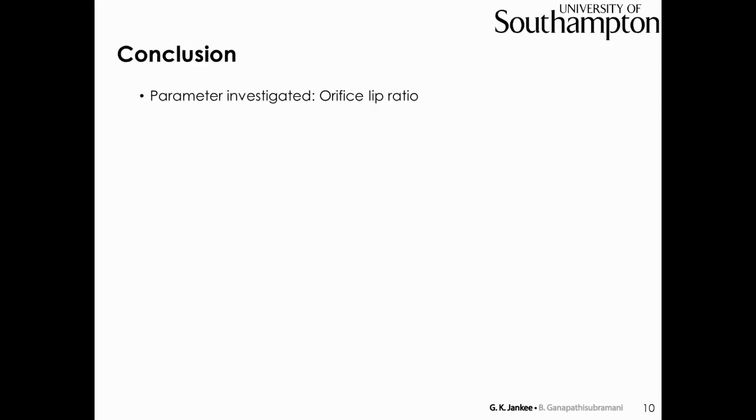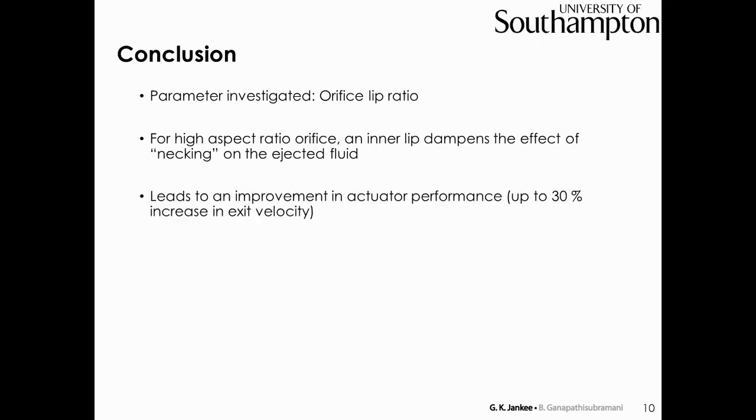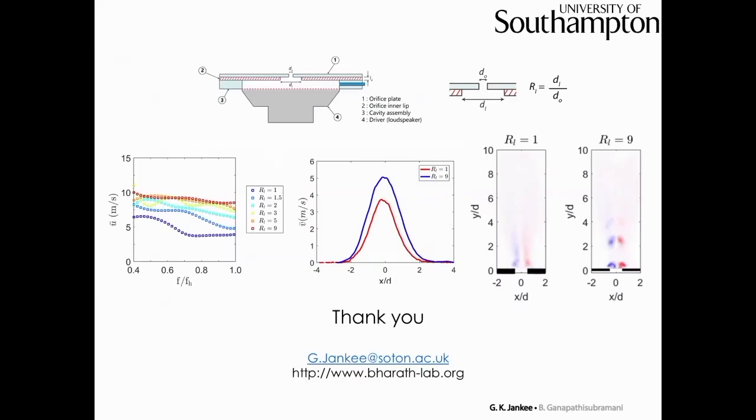So what have we done in this study? We introduced a novel concept which we call the orifice lip ratio. We found that for high aspect ratio orifices, an inner lip diameter dampens the effect of necking on the ejected fluid, and this leads to an improvement in the actuator performance, up to 30% in exit velocity. We also found that vortex pinch-off is dependent on the orifice lip ratio, although there exists a threshold for the optimum value of the lip ratio. Thank you.